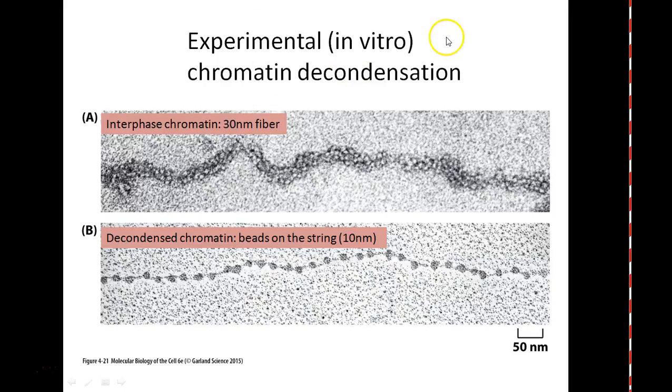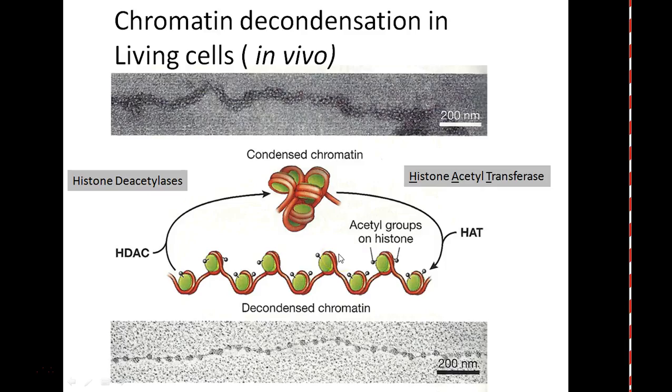So we've talked about the experimental chromatin decondensation using salt, or we can also use different enzymes to release the 30 nanometer fiber and unpackage it into decondensed chromatin bits on the string. And cells have different mechanisms to also unpackage the tightly folded chromatin. But cells, of course, don't use salt to do it. They have specific enzymes.